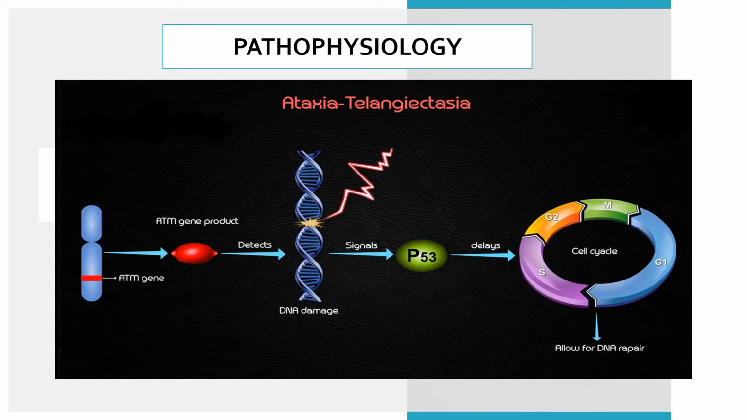Then, it signals the p53 to delay the cell cycle and allow for DNA repair. But before we proceed, what is p53? p53 is a protein that acts as a tumor suppressor, which means that it regulates cell division by keeping cells from growing and dividing too fast or in an uncontrolled way. So now let's continue. Right after the gene product of the ATM gene detects the DNA damage by radiation, it signals the p53 and asks the p53 to delay the cell cycle so that they have the time for the DNA repair.